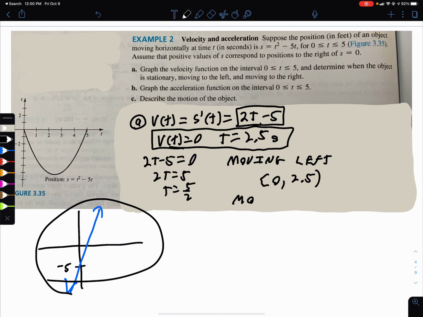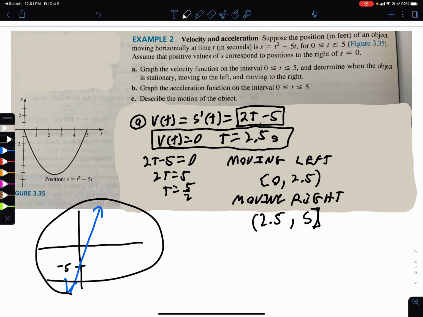And when is it moving right? It's moving right when the velocity is positive, and that's in this region, from 2.5 to 5. I have to stop at 5 because that's the end time. I can do a closed bracket there. So that is my answer for A.